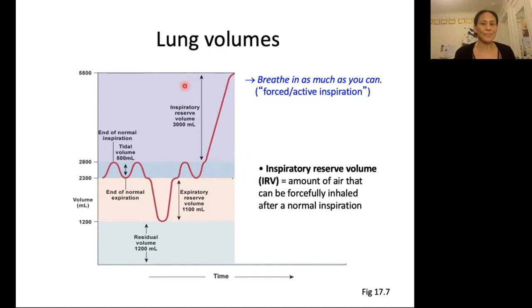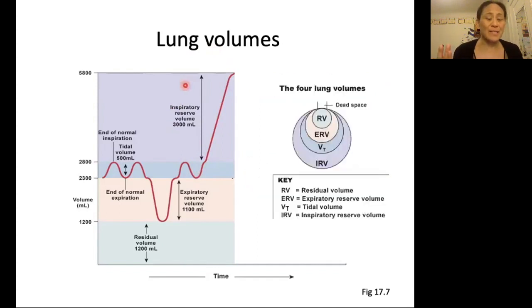That basically sums up our lung volumes. Just to recap, we have our tidal volume, expiratory reserve volume, and the residual volume remaining in our lungs after we breathe out. Then we have our inspiratory reserve volume, which is how much we can breathe in beyond a regular breath.